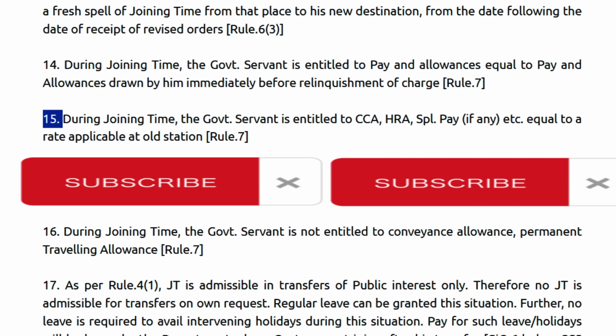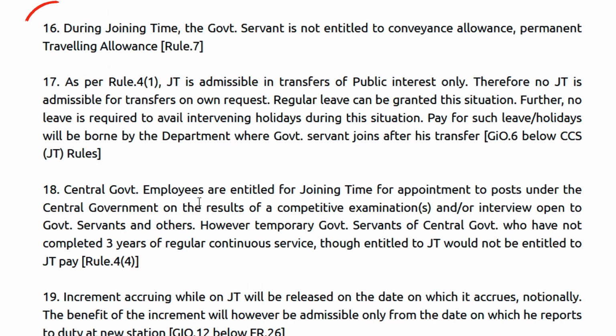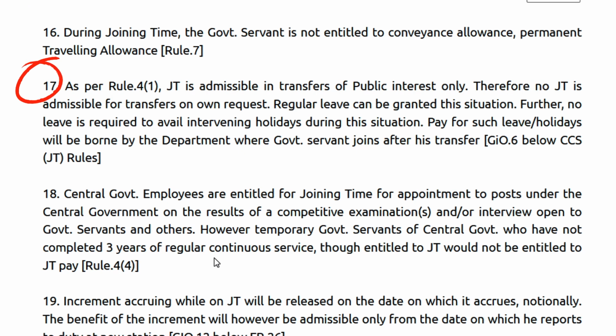Rule 7. Serial number 16. During joining time, the government servant is not entitled to conveyance allowance or permanent travelling allowance. Rule 7.